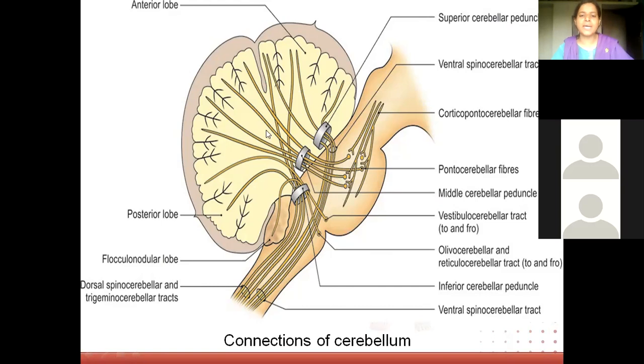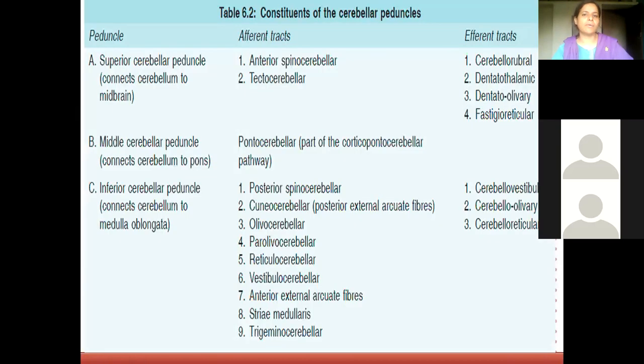The connection between pons and cerebellum is the middle cerebellar peduncle. The connection between medulla oblongata and cerebellum is the inferior cerebellar peduncle. All three peduncles will have afferents and efferents. Okay, so that is your question he has asked. What are the three peduncles? We have cerebellar peduncles, and in all of them we have afferents coming from different parts to the cerebellum. In the superior cerebellar peduncle, the afferent tracts are anterior spinocerebellar and tectocerebellar.